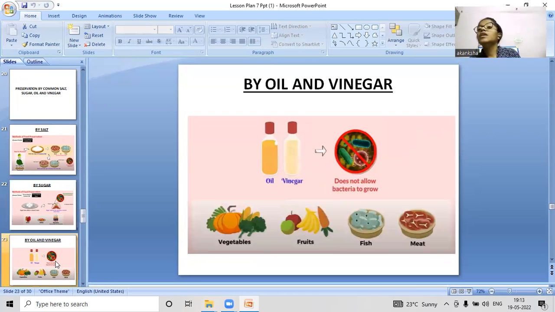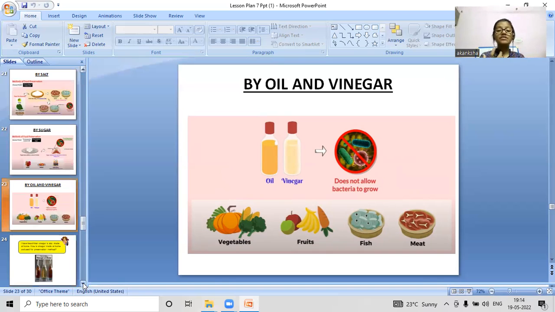Now we will see how oil and vinegar are used in the preservation method, right? In which things do we use oil and vinegar as a preservative? Like vegetables, fruits, fishes, and meats. Okay, so this was all about how different preservatives act as preserving material for different foods.